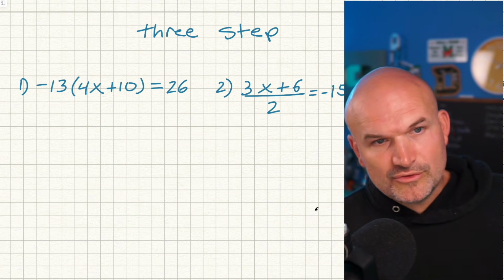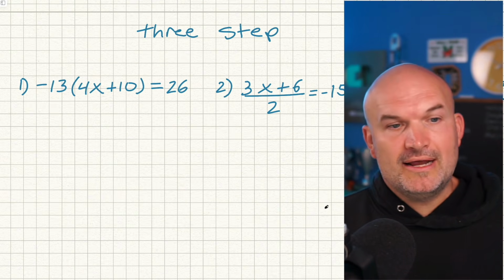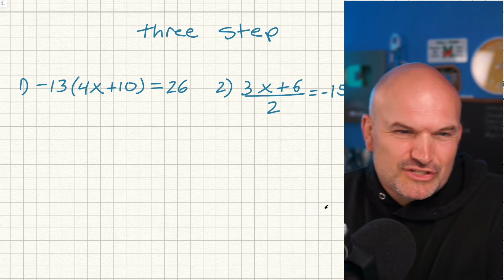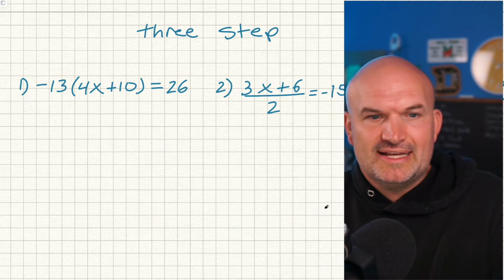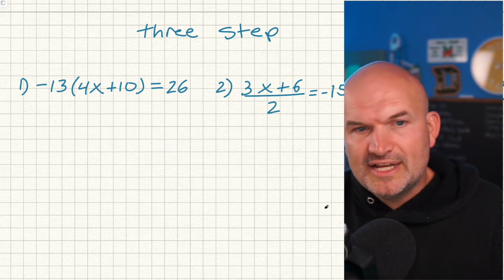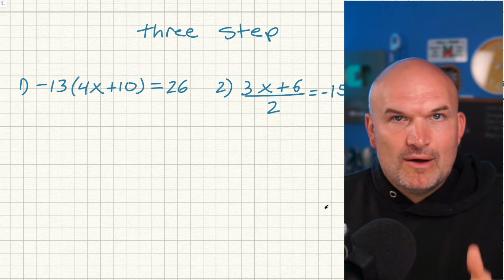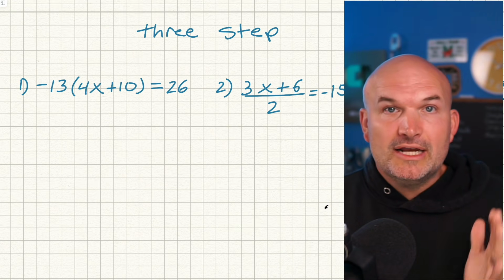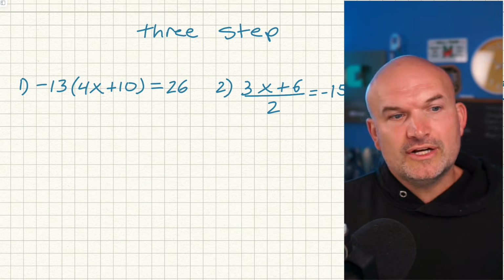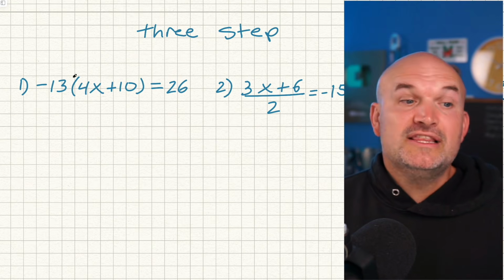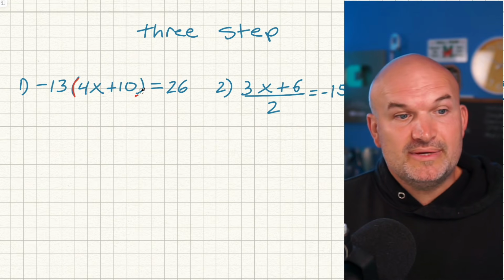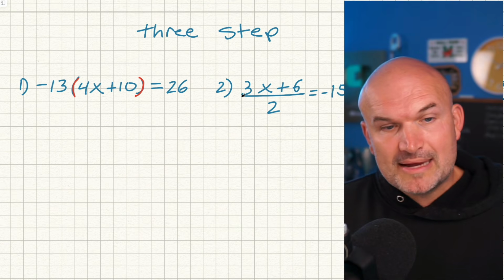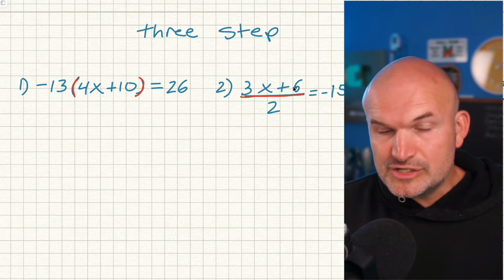Now let's get into the 3-step. The one thing I want you to understand about a 3-step, because sometimes this gets grouped together in a textbook with 2-step equations, or it gets grouped with the multi-step, is to get rid of your grouping symbol. There's a grouping symbol in each of these problems. In this first example, the grouping symbol is going to be the parentheses. And then in the second example, the grouping symbol is going to be this division bar, okay?